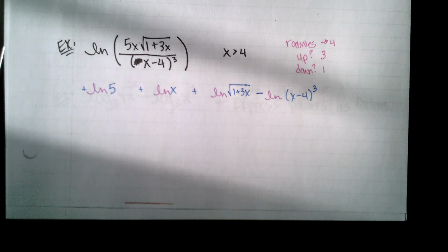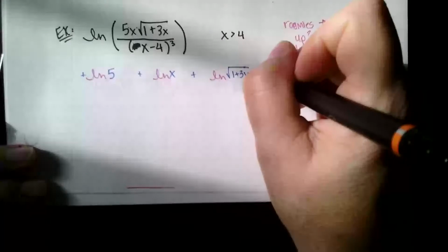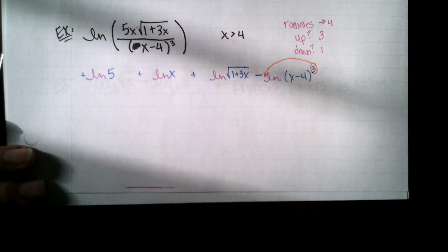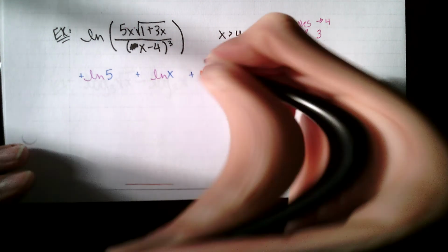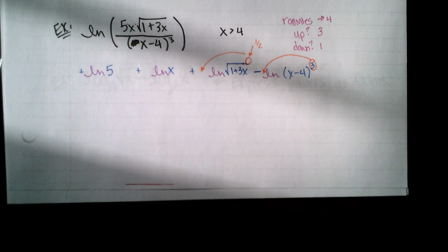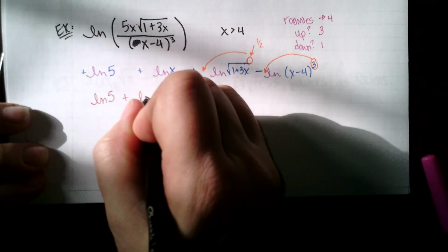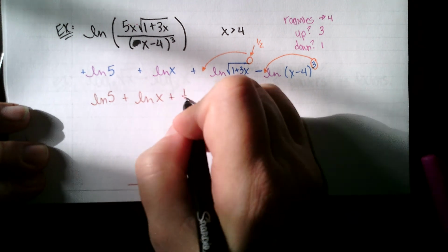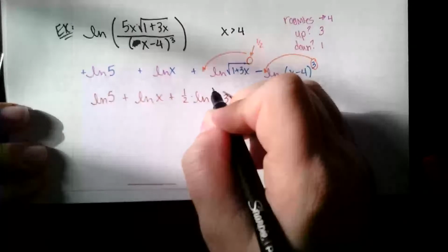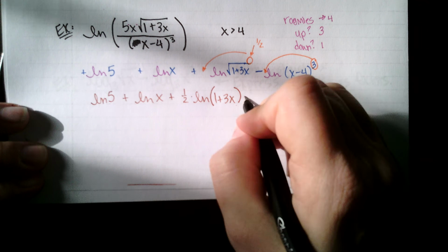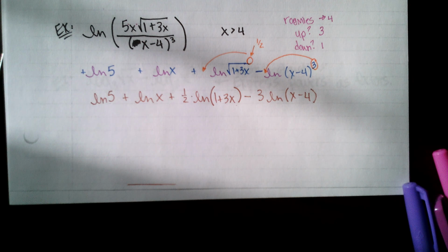After they all get moved out, remember they're going to unpack. So I have this 3 to unpack in front of this logarithm. And then my other one, this guy, remember that is an exponent of 1/2. That gets unpacked in the front as well. So we're going to end up with the natural log of 5 plus the natural log of x plus 1/2 times the natural log of 1 plus 3x. Remember to get that 1 plus 3x in parentheses. And then minus 3 natural logs of x minus 4, which also needs to stay in parentheses.